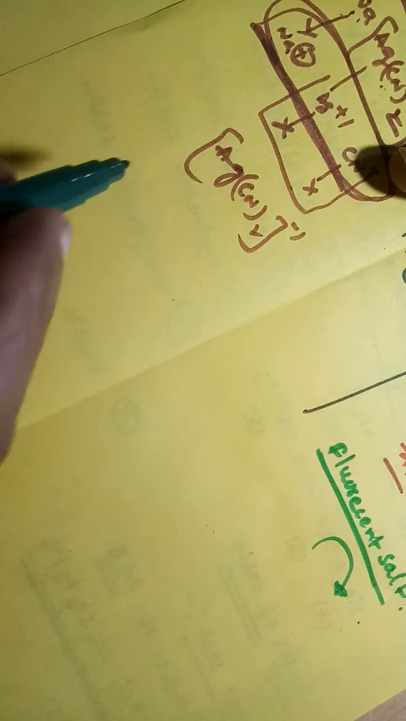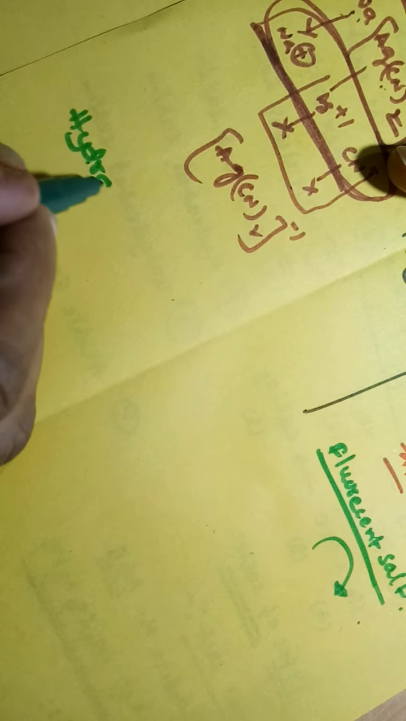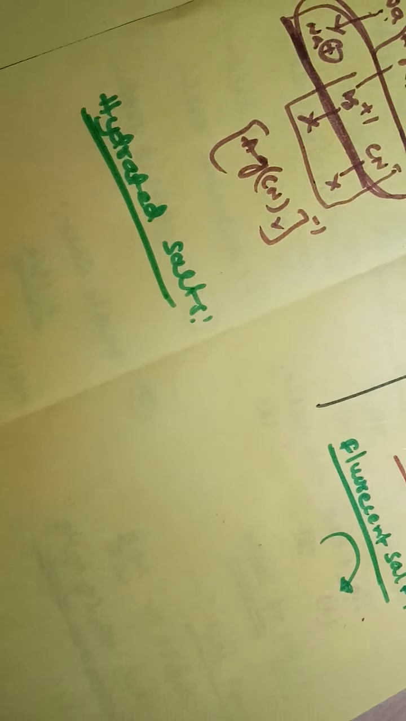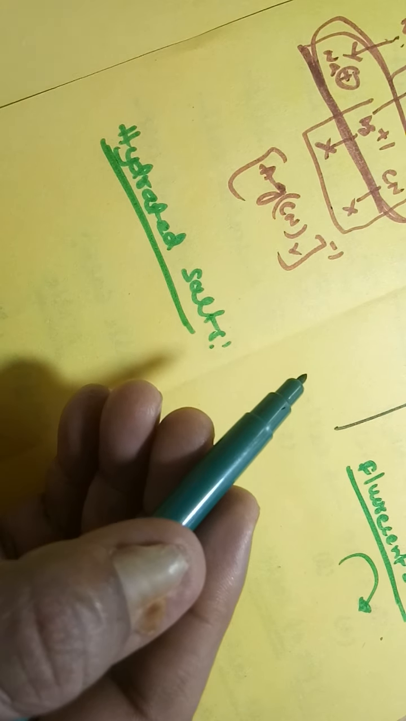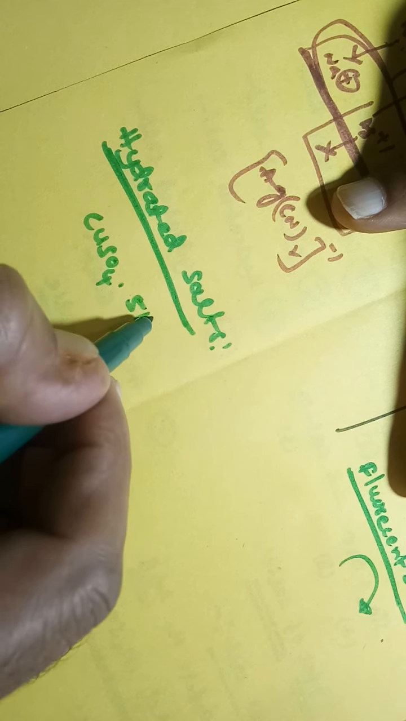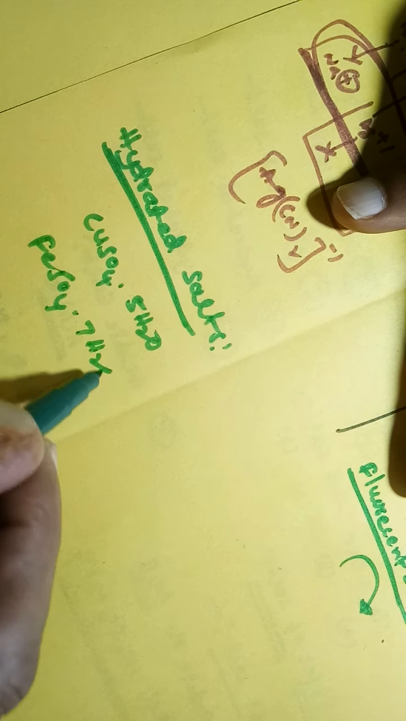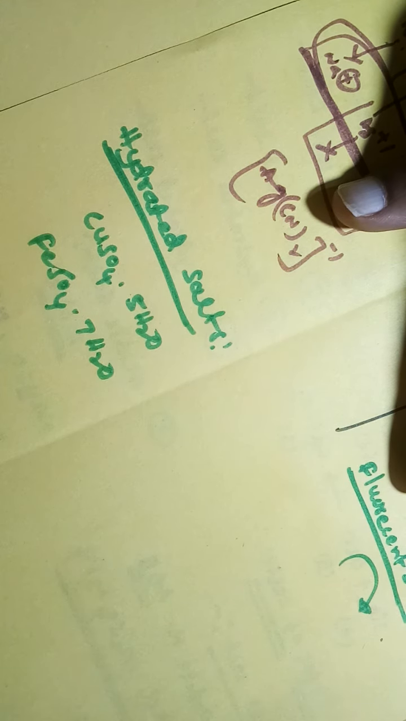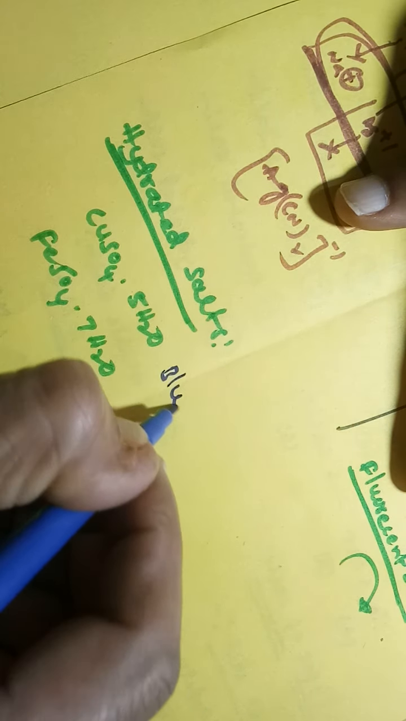Next one, hydrated salts. Hydrated salts are salts which have water molecules in their interstitial crystal positions. For example, CuSO4.5H2O and FeSO4.7H2O. CuSO4.5H2O is blue in color. What is the color of FeSO4.7H2O? It is green in color.